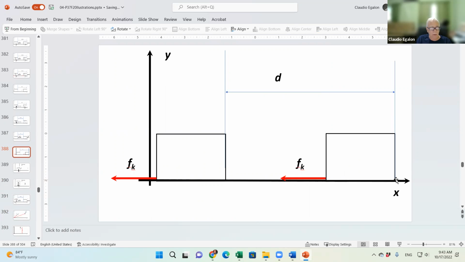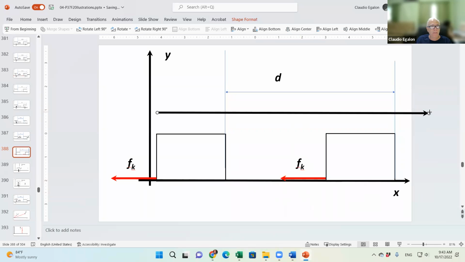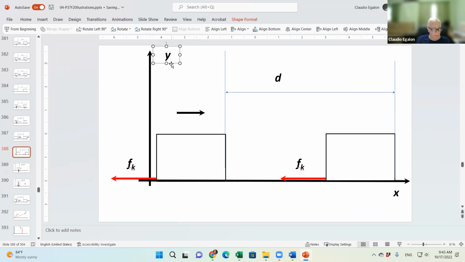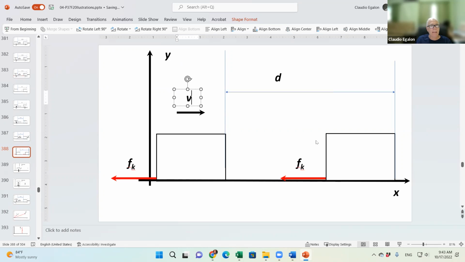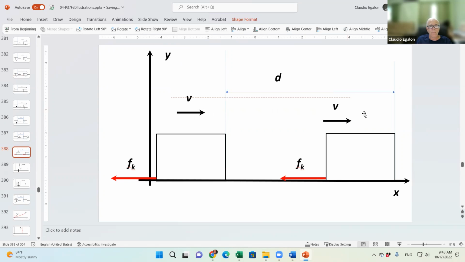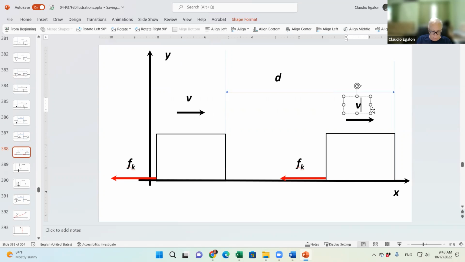Well, I have this here. We have this force of kinetic friction applied to the object. We have this initial velocity v. That's how we illustrate the problem, right? Initial velocity v, and then we have this final velocity, zero. V final equal to zero.